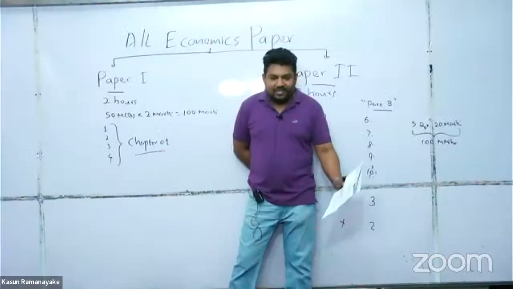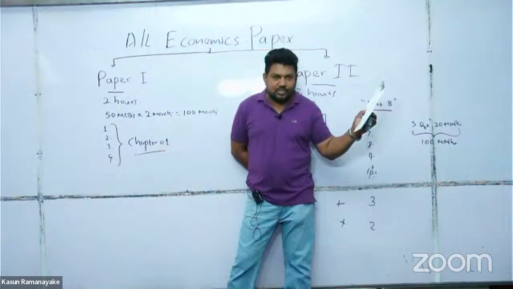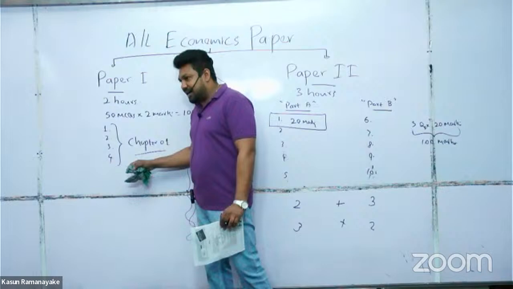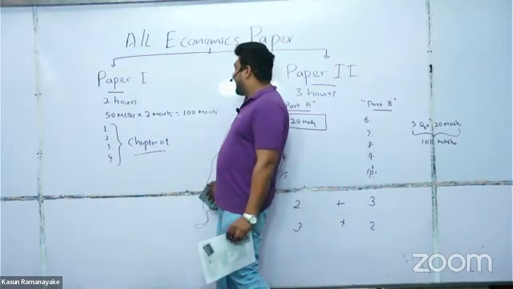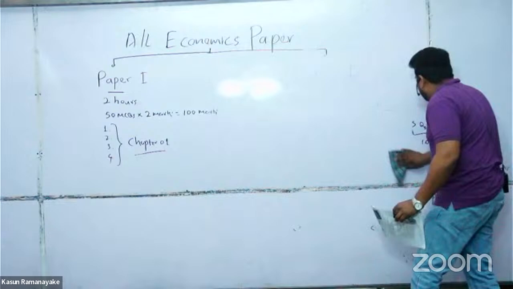I took the first four questions. You know that in the advanced level paper, the first four questions come from the first lesson. Therefore, I gave you those four questions to check your ability to face this. All right. Now take a piece of paper, as I told you, to do these.